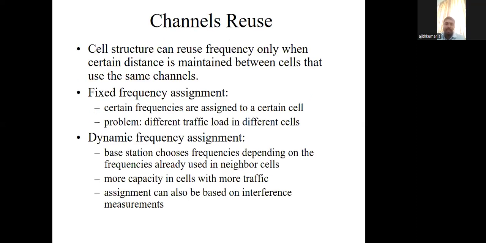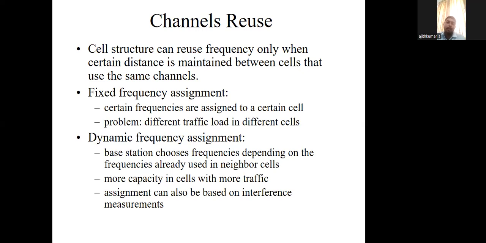The next is channel reuse. A cell structure can reuse frequency only when a certain distance is maintained between cells that use the same channel. First is fixed frequency assignment. Certain frequencies are assigned to certain cells. The problem is that it is difficult to handle traffic load in the different cells.